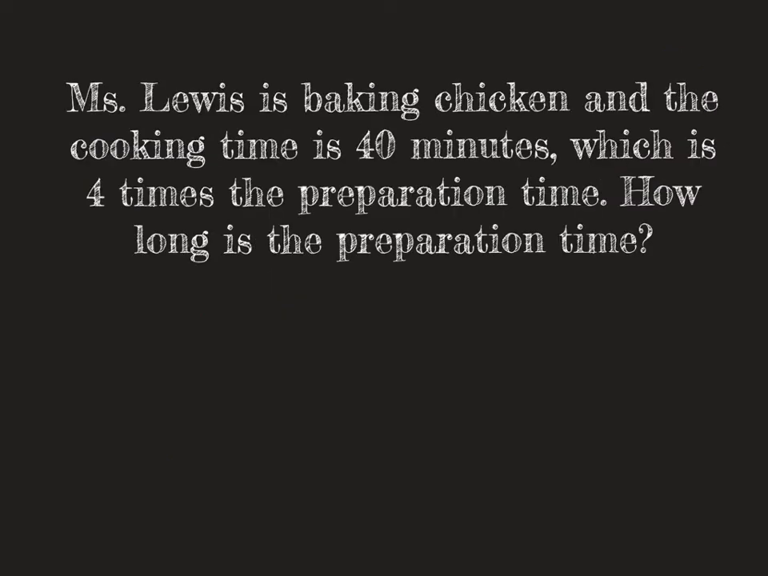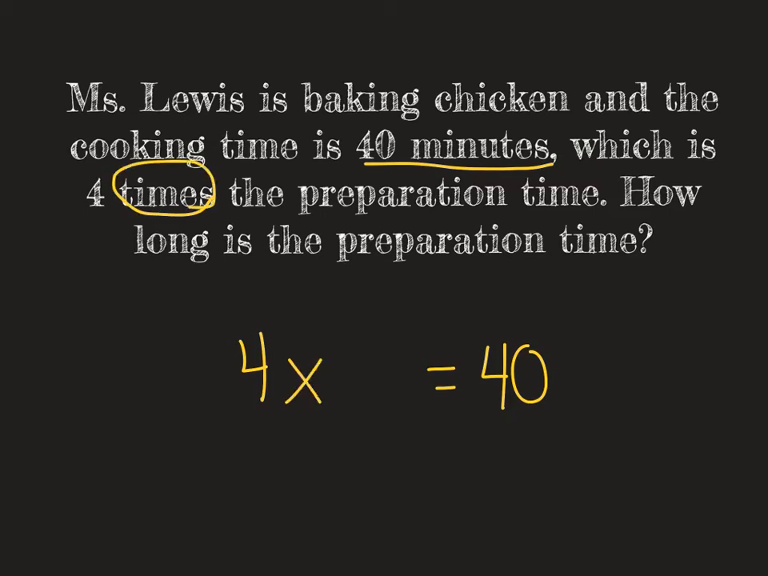Okay, this one says Miss Lewis is baking chicken, and the cooking time is 40 minutes. So that's going to be our total. It says it's a total of 40 minutes, which is 4 times the preparation time. How long is the preparation time? So we know we have a 4 over here, and it says it's 4 times the preparation time. So 4 times x gives us 40 minutes. And then to figure out what it is, divide by 4, x equals 10 minutes. That's how long the preparation time is.